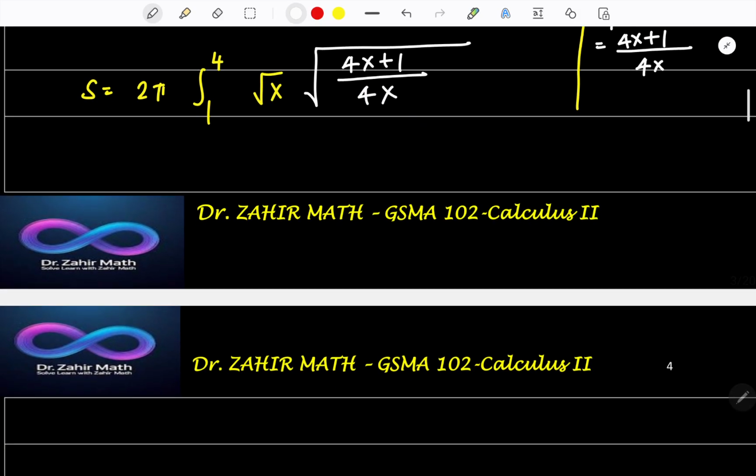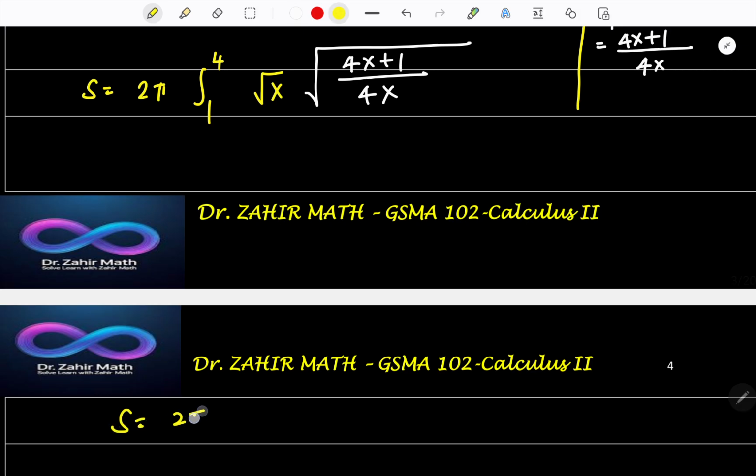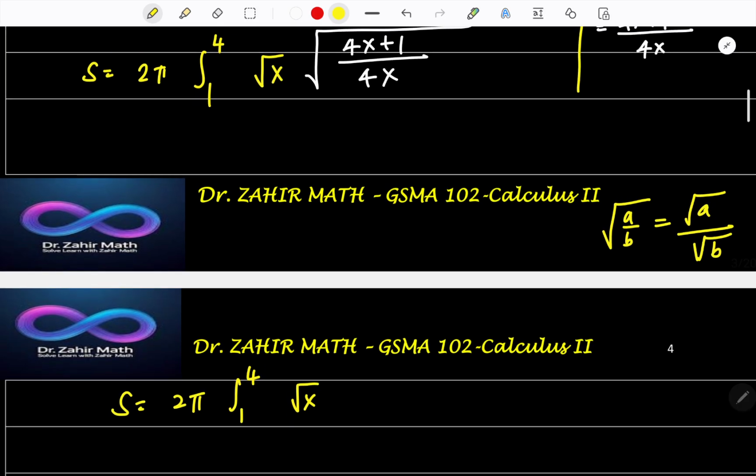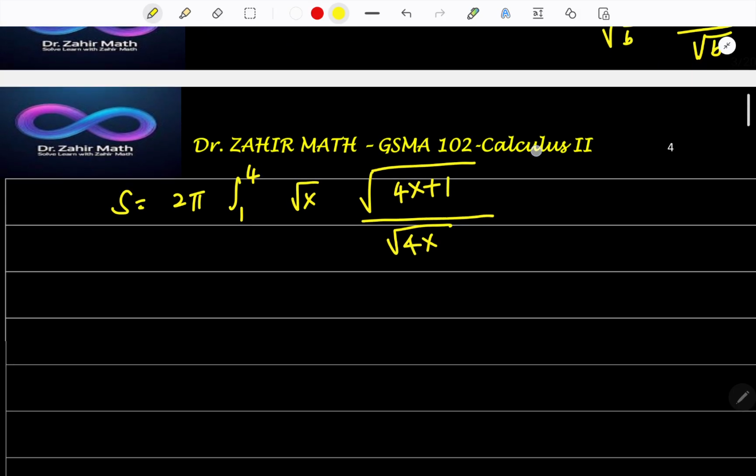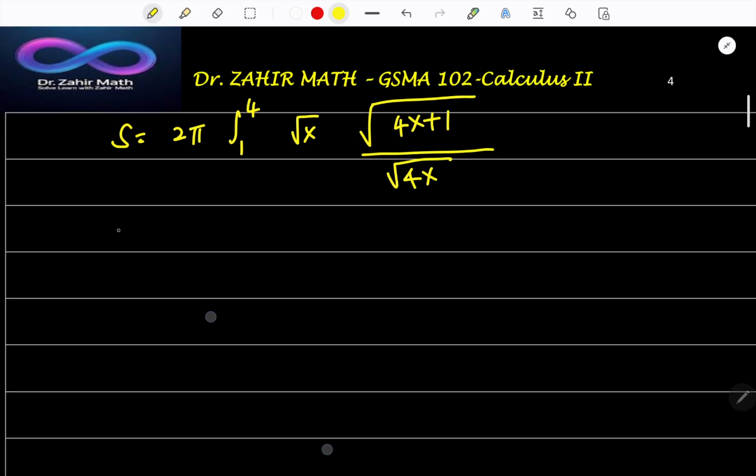So I'm going to separate this square root. How am I going to separate it? S is equal to 2 pi integral 1 to 4 square root of x. This one, suppose you have root of a by b, I can write it as root a divided by root b. The same idea I'm following: square root of (4x plus 1) divided by square root of 4x. Right. So as much as you simplify, your integration will be easy for you.